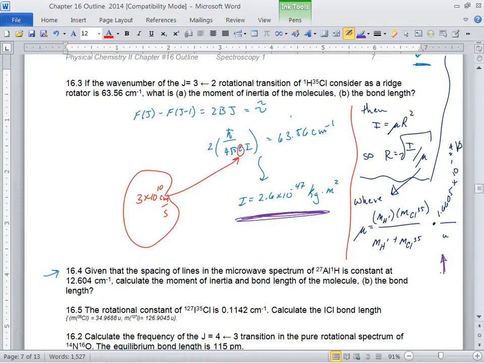It's like this. You're going from one state to another state. So for it to jump up there, it has to absorb this energy. So this difference in energy is 2BJ. This difference in energy is in units of wave numbers. It's also 63.56 wave numbers. Okay, it's just weird to think of wave numbers as energy. You just got to get used to it.